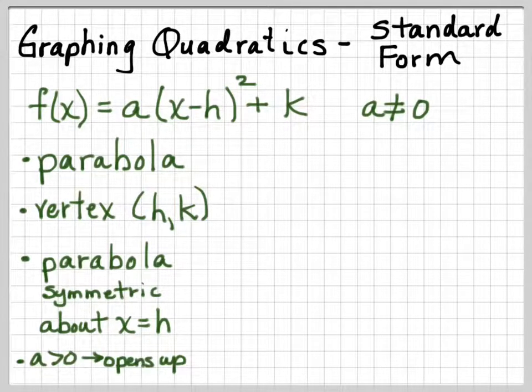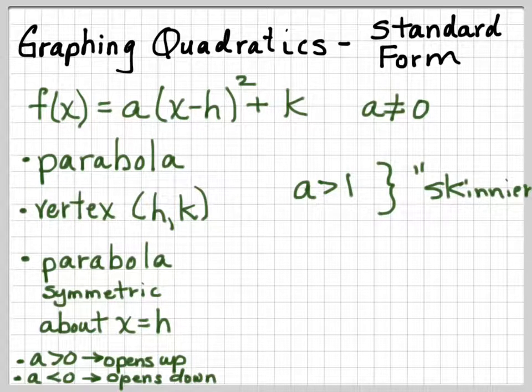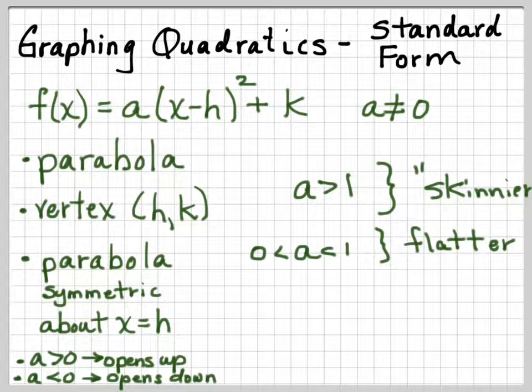If a is greater than 0, it's going to open up. If a is less than 0, it opens down, just like with our standard quadratic form. If a is greater than 1, it's going to be skinnier. If a is between 0 and 1, it's going to be flatter.